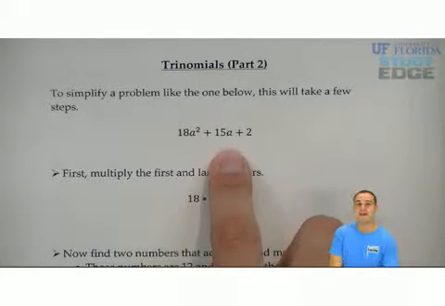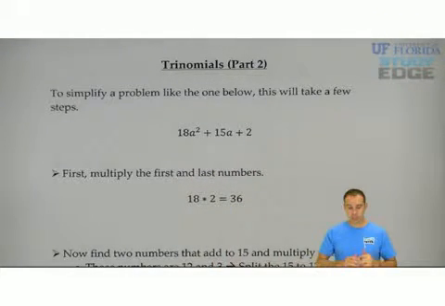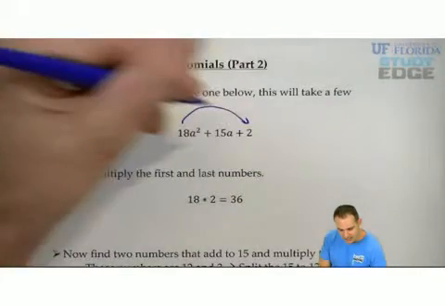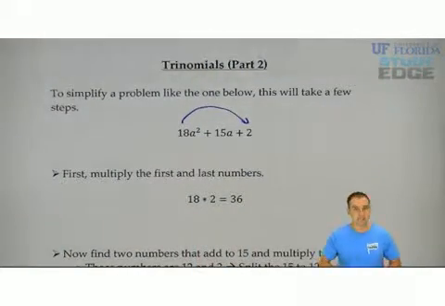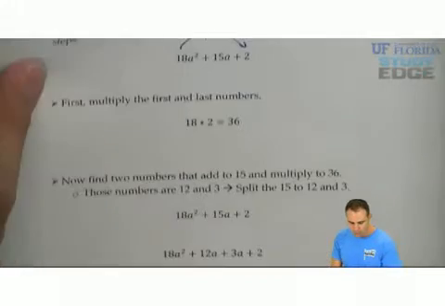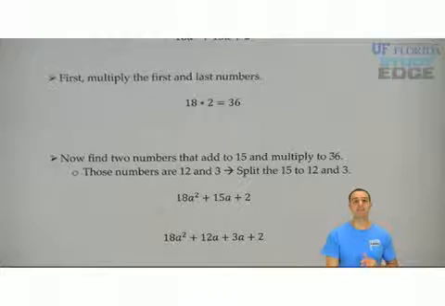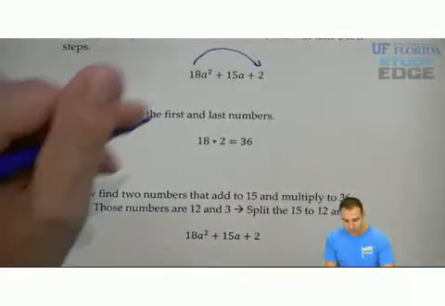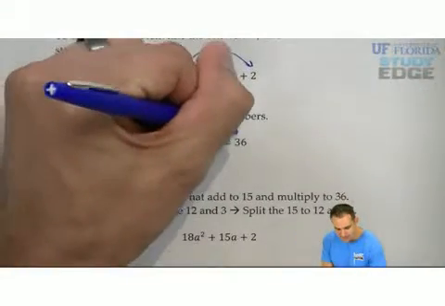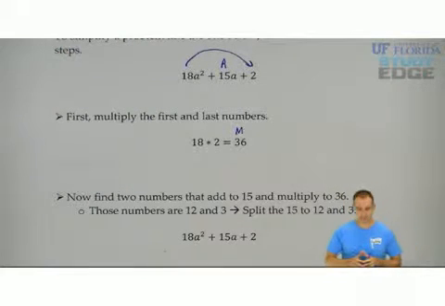The first step to factor this trinomial is you're going to multiply the first and last term together. 18 times 2 will give you 36. So that's the first step. Now we're going to play the add multiply game. We're going to find two numbers that add to 15 and multiply to 36. Again, we're going to add to 15 but multiply to 36.